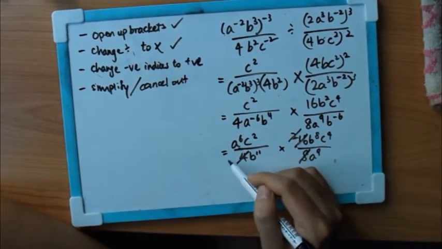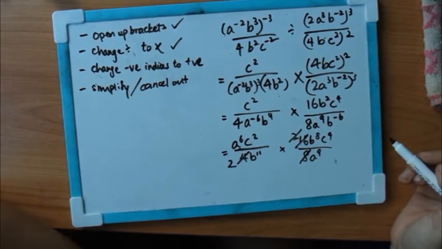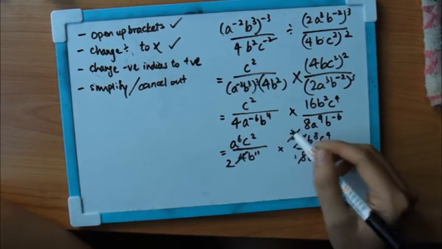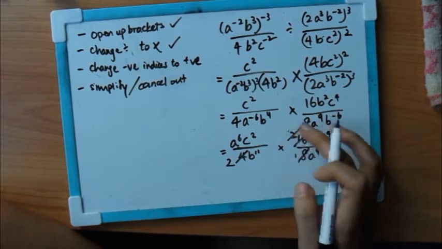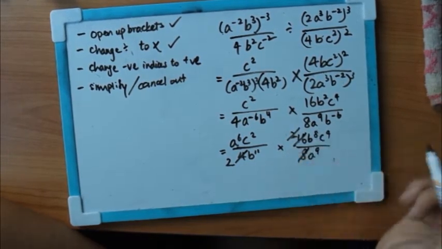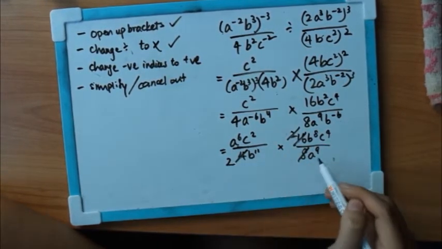2 and 4. Here I have 2. Some of you might put the 1 here, but I don't think it's necessary. I'm just going to leave it like that. A^6, A^9.